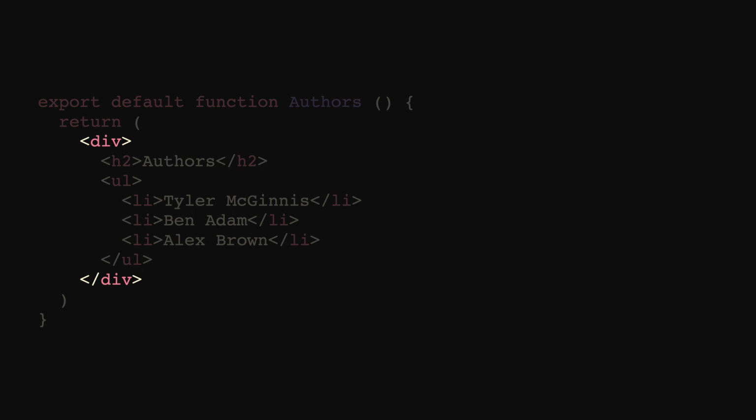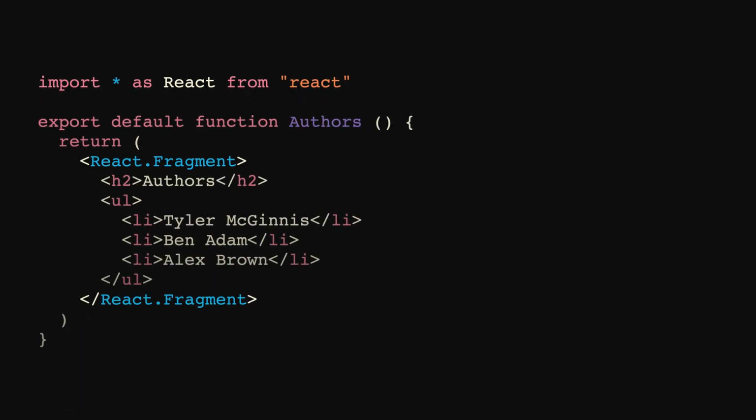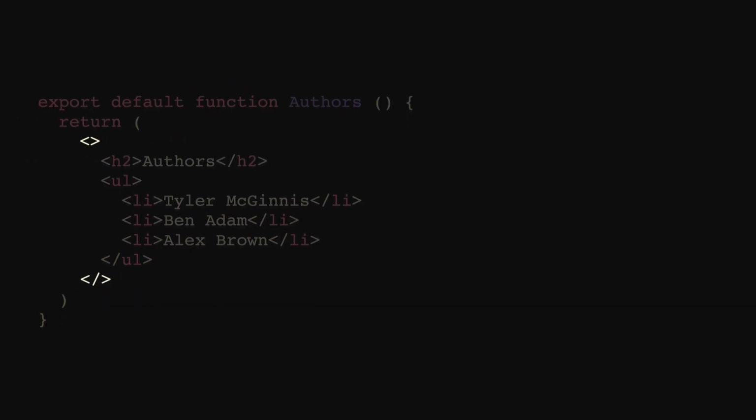That fixes the problem, but now we have a semantic problem. We're unnecessarily creating an extra div. This is the exact use case that fragments were created for. If you want to return adjacent elements but don't want to change your markup, wrap them in a React.Fragment element. There also exists a shorthand syntax for creating a fragment, but it feels a little too magical to me, so I don't use it much.